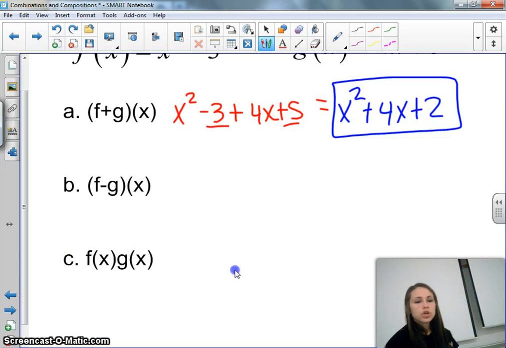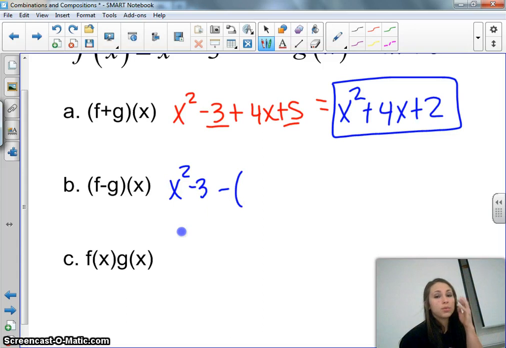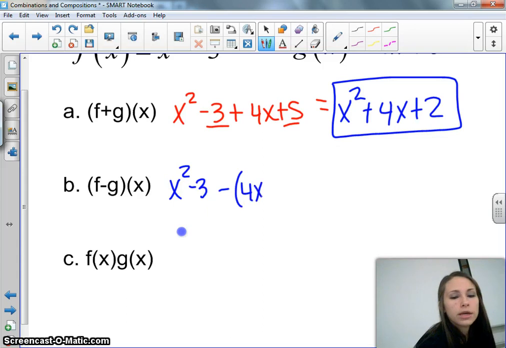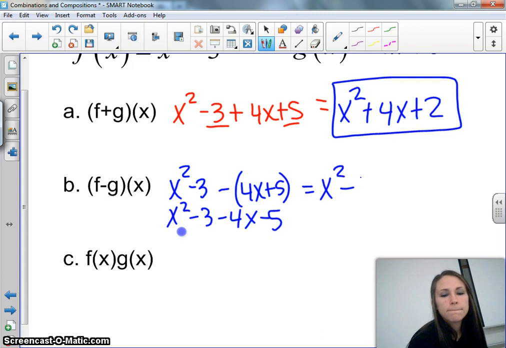Now when we subtract these two, this is just going to be me taking x squared minus 3 and subtracting, I need to put it in parentheses, 4x plus 5. And so when I distribute that negative, this is going to be x squared minus 3 minus 4x minus 5. So I get x squared minus 4x, and then these combine to be a minus 8.